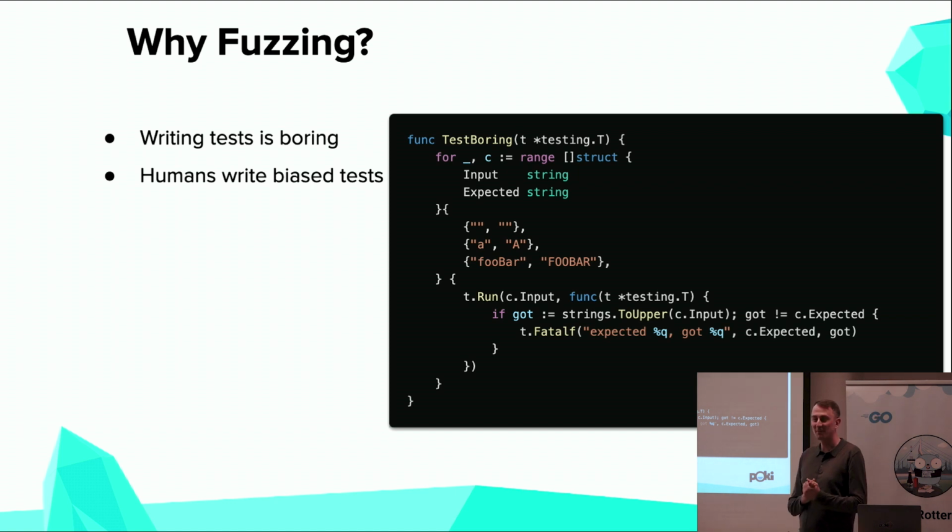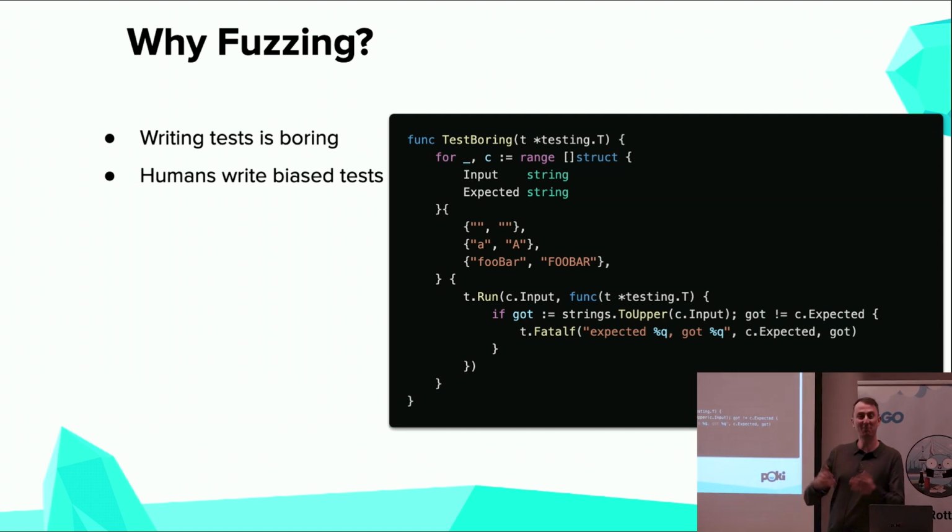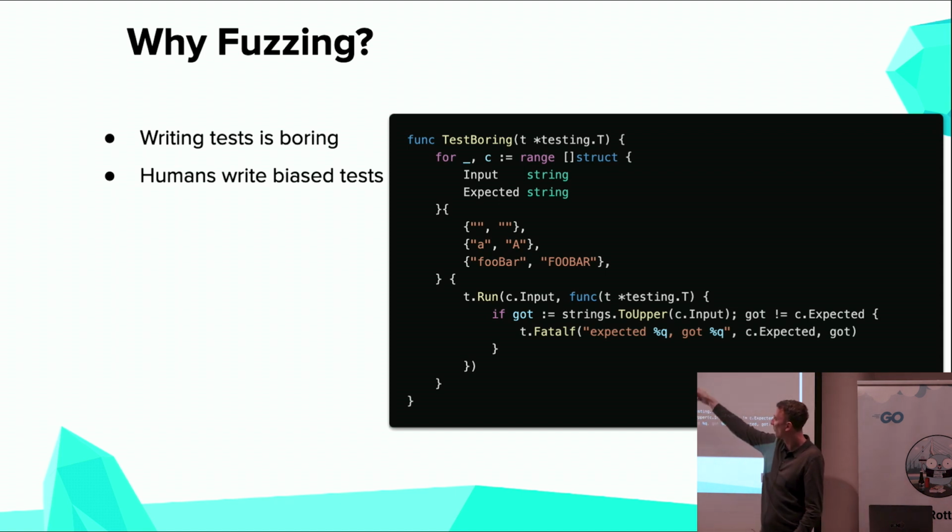Let's start. Why fuzzing? Well, writing tests is boring. You probably know that from all the tests you wrote. No one really liked testing when you asked just now. Writing tests is boring. This is a simple test case. I'm assuming most people here know Go at least a little bit. Has everyone written a test like this before? Or is this really new for some people here? Then I can explain a bit more. But yeah, boring test. You've all seen this before. You have the input, output, expected. You have your cases. You have your code that tests it. Here I'm testing the strings ToUpper function as an example. Boring.